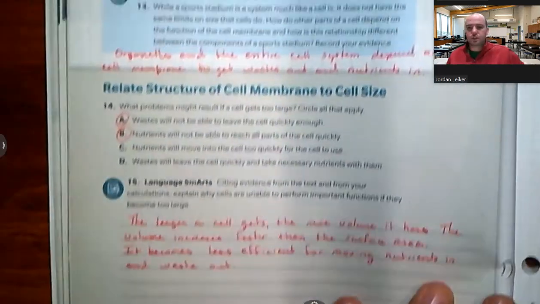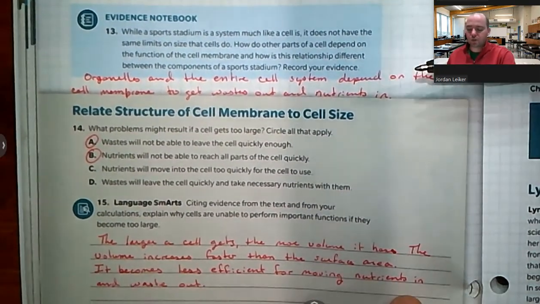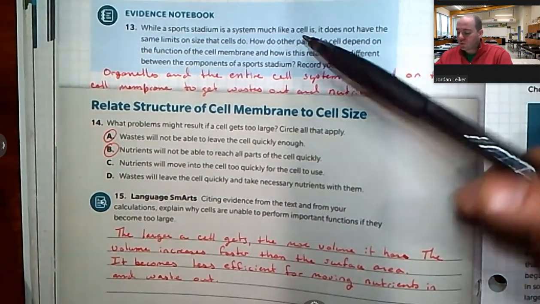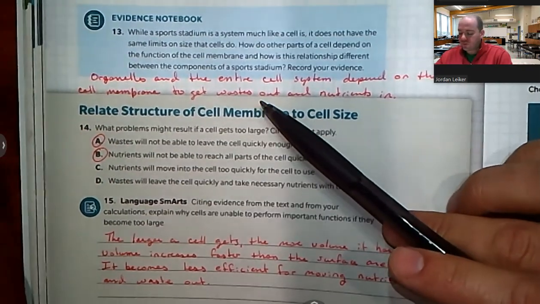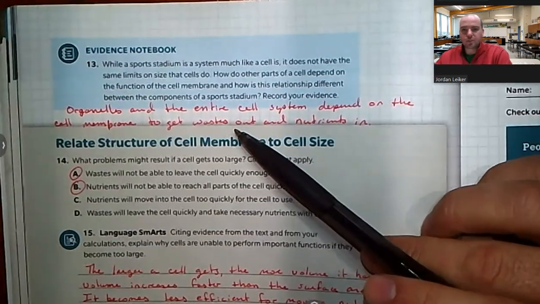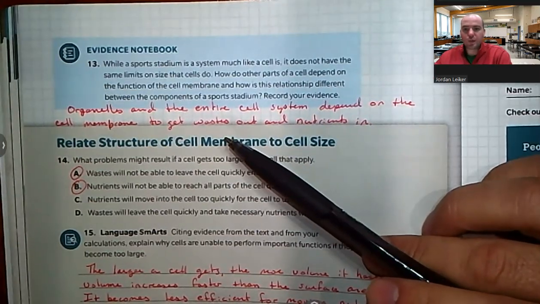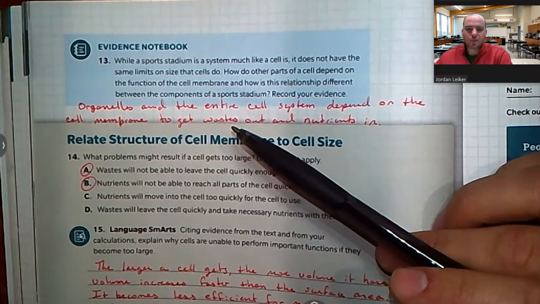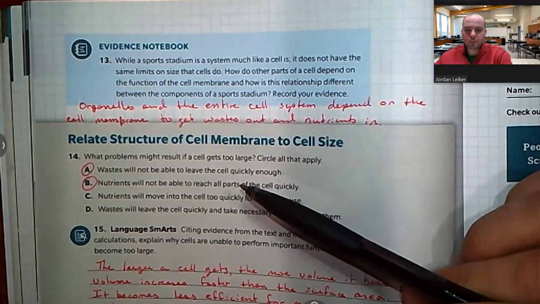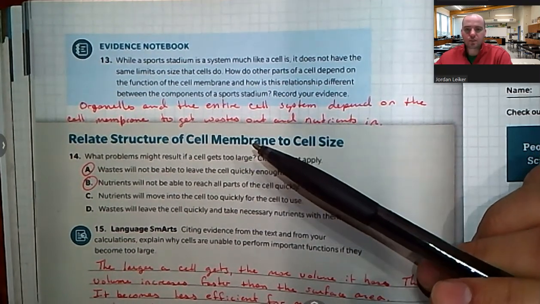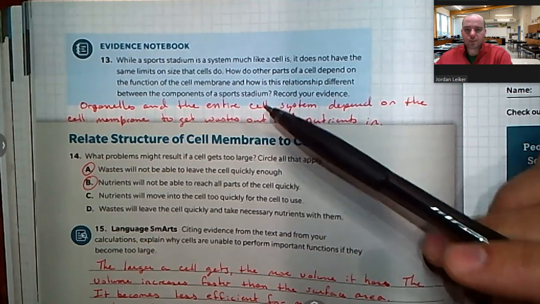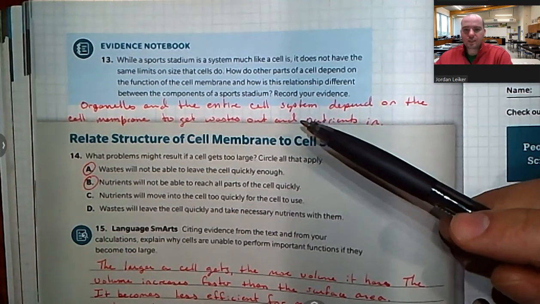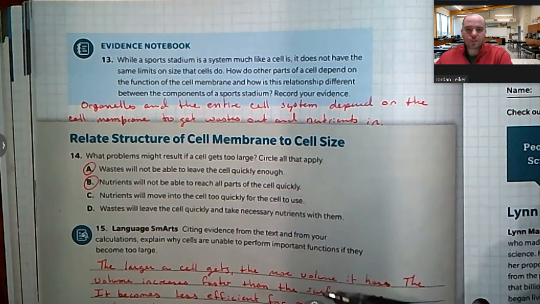So if we look at our evidence notebook again, we're comparing that cell to a sports stadium. Organelles in the entire cell system depend on the cell membrane to get waste out and nutrients in. A sports stadium isn't really dependent on getting the waste out and nutrients in quite as much as a cell is, and so there's a little bit of difference in that analogy. Okay, if a cell can't get the waste out and the nutrients in fast enough, the cell will die.